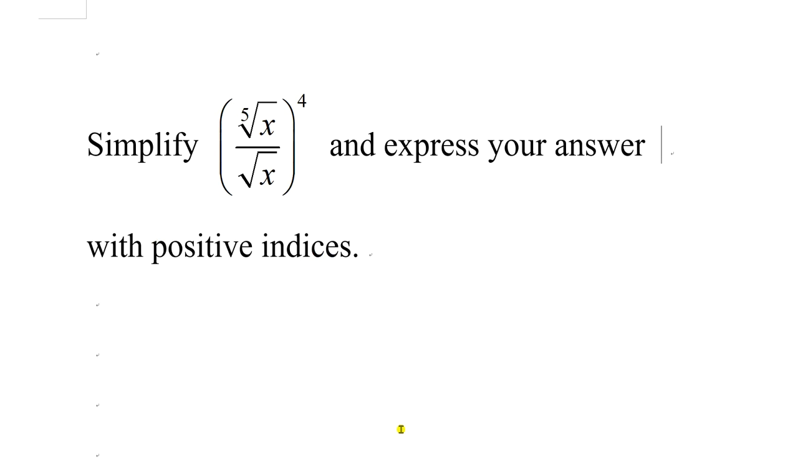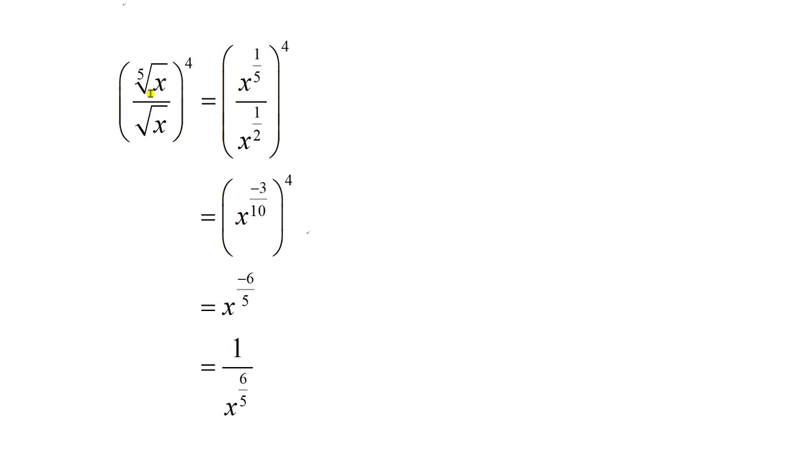Okay, this question, you need to simplify these expressions and then give your answer with positive index. So, x to the, and take the 5th root, okay? 5th root of x over square root of x, and then bracket to the power 4. You need to simplify this. So let's see what we can do. First of all, we change all the root signs into the index form. So that is x to the power 1 over 5 over x to the power 1 over 2, and a whole bracket to the power 4.